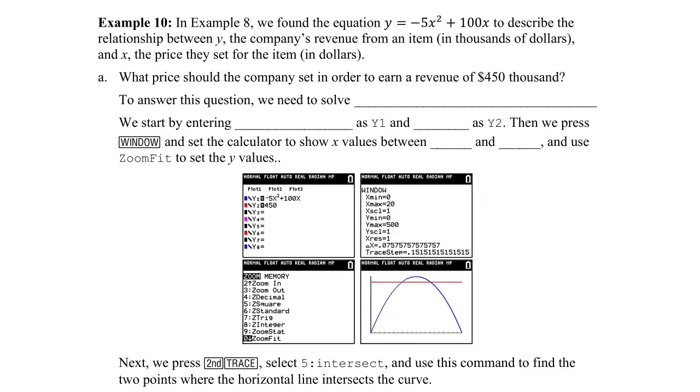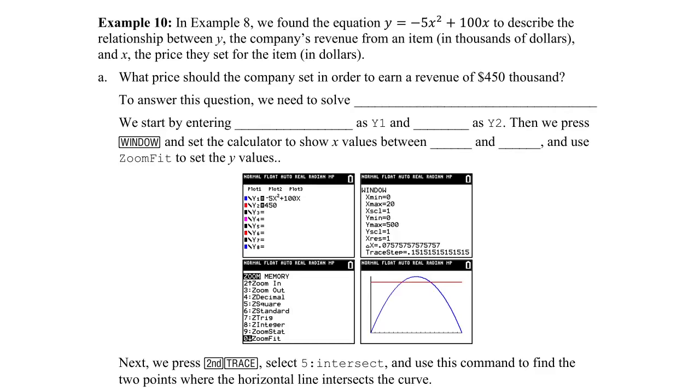Now we've seen the procedure once. We're going to see the procedure again, and we're going to use it for a second example. In the instructions for the procedure, we found the prices associated with a revenue of $350,000. We're going to do another example where we find the prices associated with a revenue of $450,000. And we're still using that same model from example 8. So y equals negative 5x squared plus 100x. And x represents the price in dollars, y represents the company's total revenue in thousands.